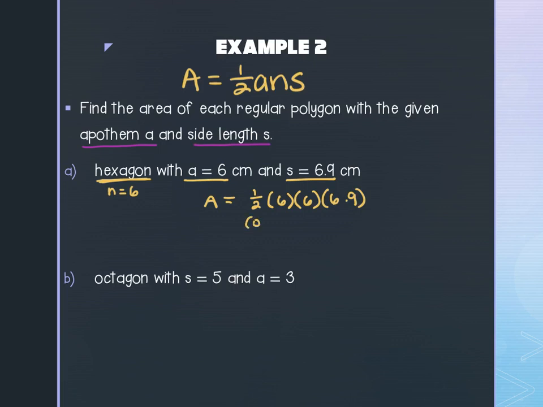So I can actually type that all in together. I can do 0.5 times 6 times 6 times 6.9 and let the calculator do the work for me. And I get the area is 124.2, and it would be centimeters squared for the units.